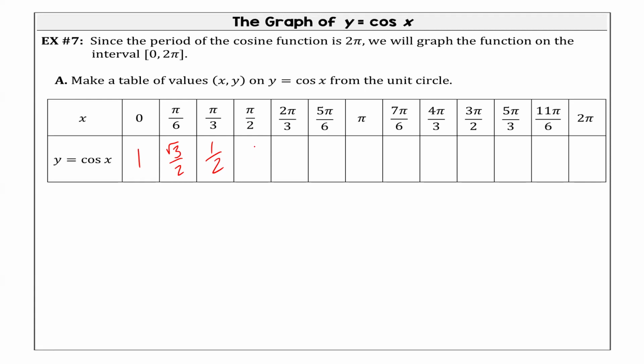All right, pi over 2. 0. 2 pi over 3. 5 pi over 6. Pi. 7 pi over 6. Pi, 4 pi over 3. It wasn't coming out correct. 3 pi over 2. 5 pi over 3. And then we're back at 1.